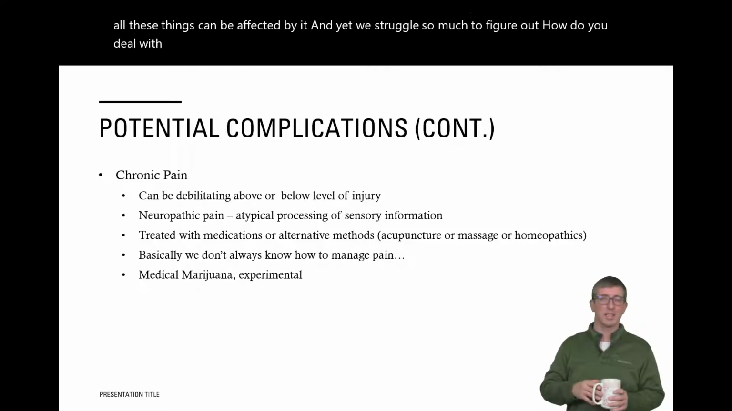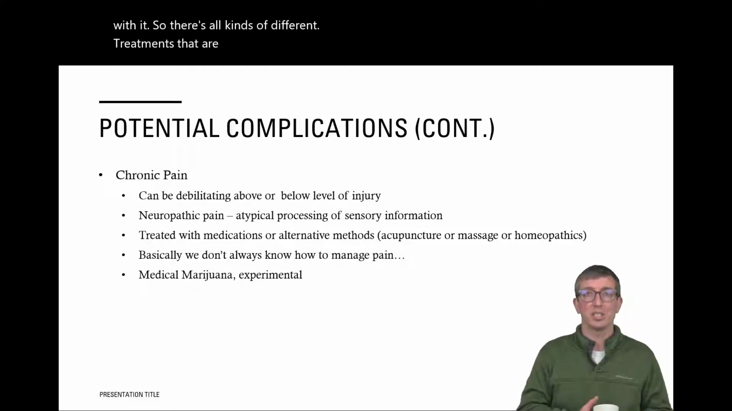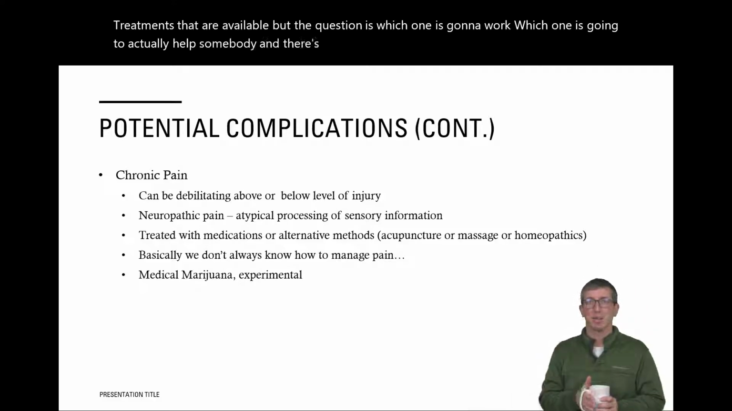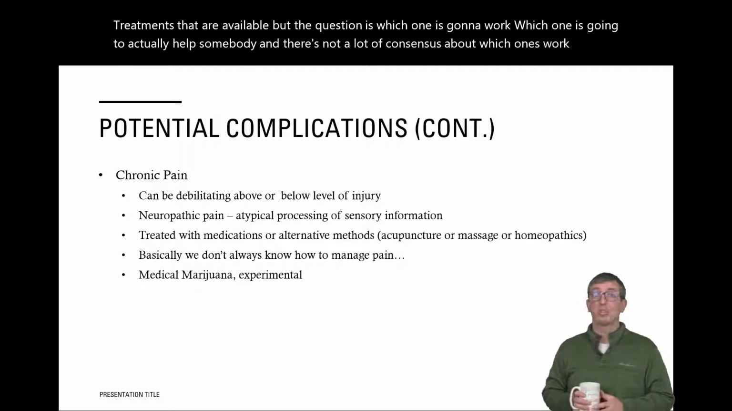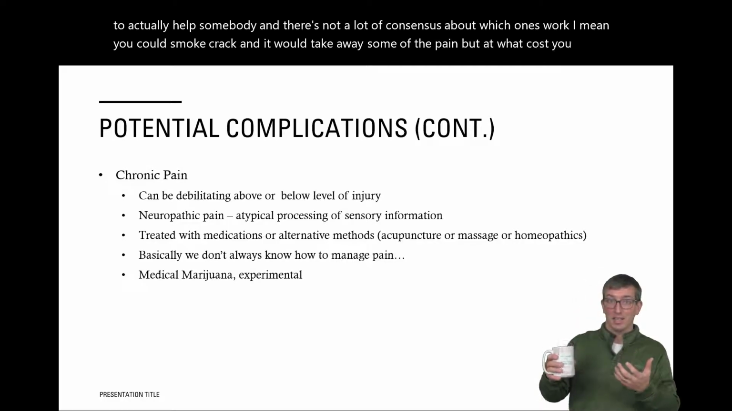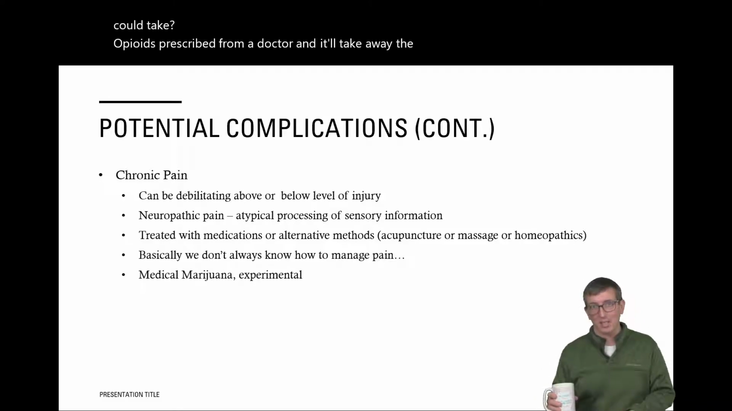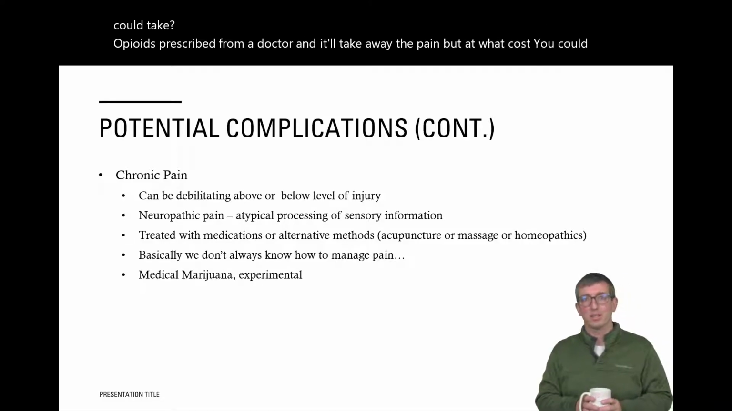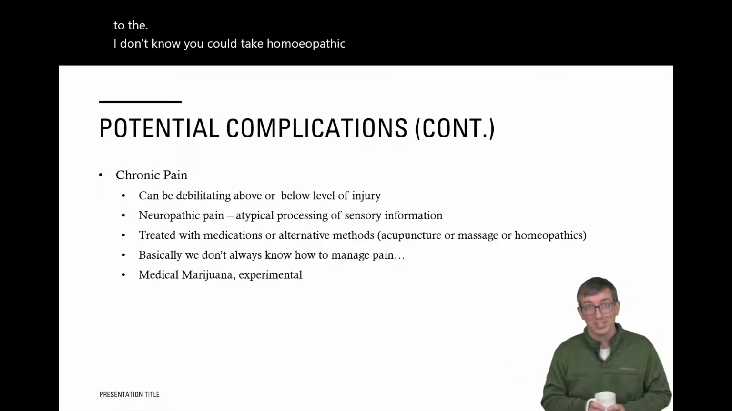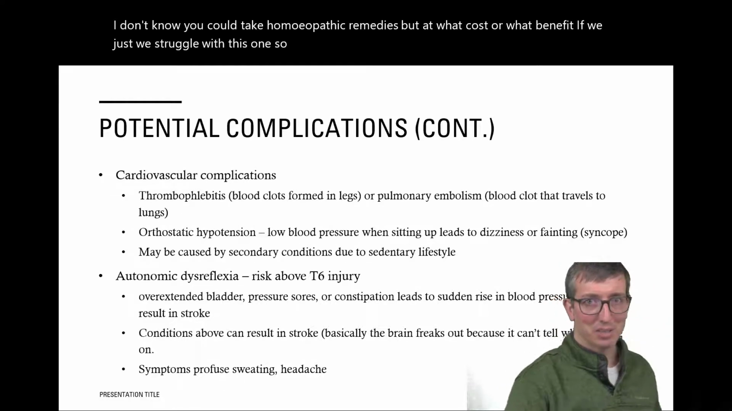And so there's all kinds of different treatments that are available. But the question is, which one's going to work? Which one's going to actually help somebody? And there's not a lot of consensus about which ones work. I mean, you could smoke crack and it would take away some of the pain, but at what cost? You could take opioids prescribed from a doctor and it'll take away the pain, but at what cost? You could take homeopathic remedies, but at what cost or at what benefit? We struggle with this one so much, and not just with spinal cord injuries, but lots of them.